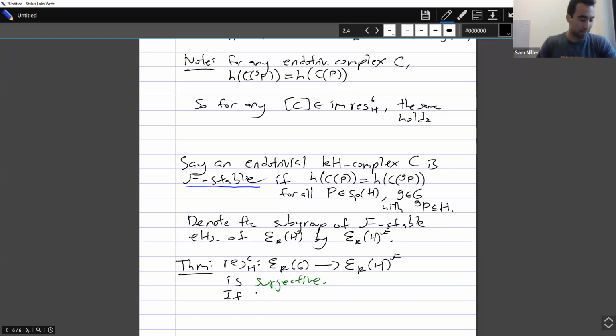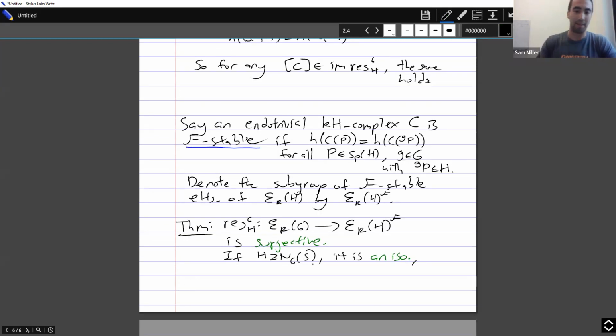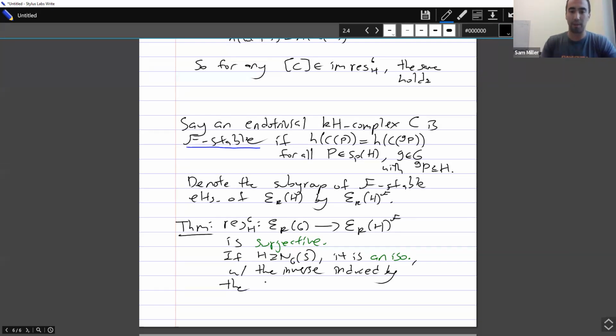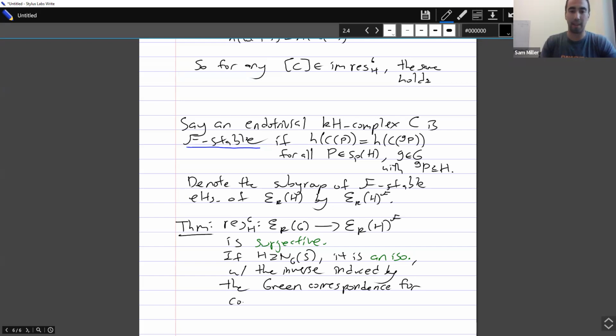However, it is an isomorphism if H contains the normalizer of S. It is an isomorphism, and in fact, with the inverse induced by the Green correspondence for complexes that John and collaborators have studied.